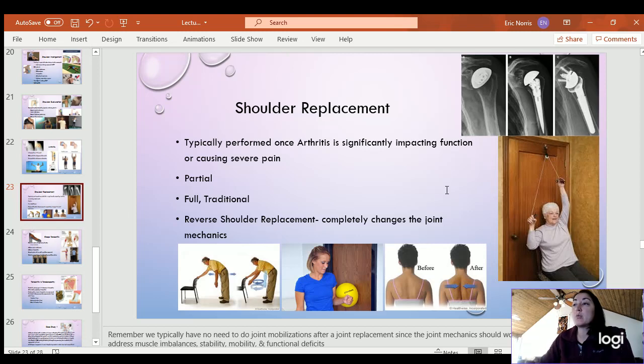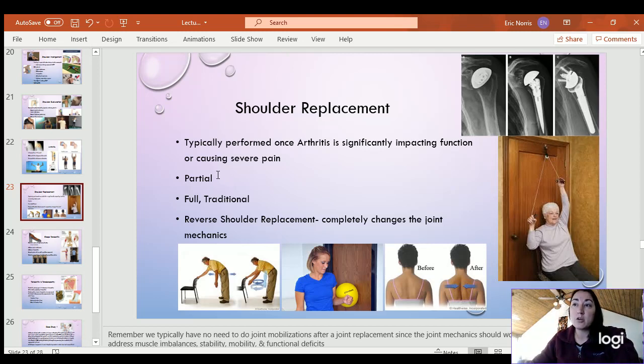All right, with a shoulder replacement, typically, just like any other joint replacement, it's only performed if function is significantly impacted. If the patient is in severe pain and barely able to function, that is the point where they will come in and do a shoulder replacement or a joint replacement in general. So it may be significant arthritis, it may be some type of deformity, it may be different things. Typically it's severe arthritis that has gotten to the point where it's debilitating.